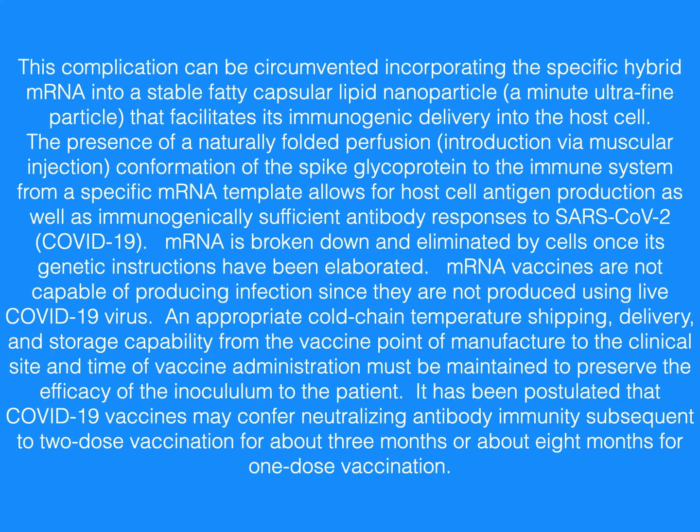An appropriate cold chain temperature shipping, delivery, and storage capability from the vaccine point of manufacture to the clinical site and time of vaccine administration must be maintained to preserve the efficacy of the inoculum to the patient. It has been postulated that COVID-19 vaccines may confer neutralizing antibody immunity subsequent to 2-dose vaccination for about 3 months or about 8 months for 1-dose vaccination.